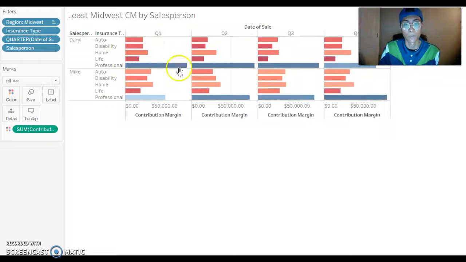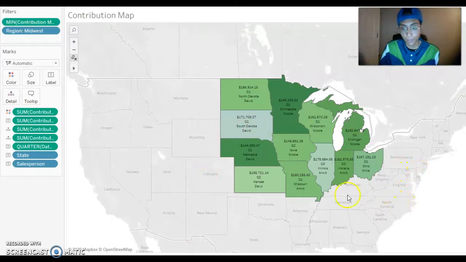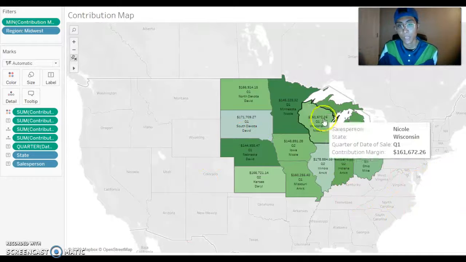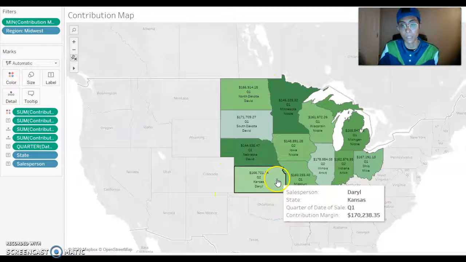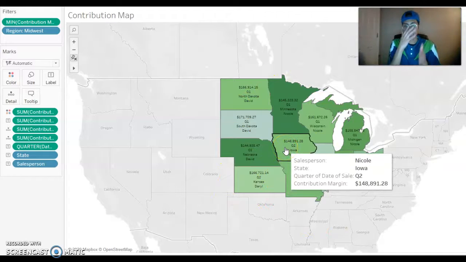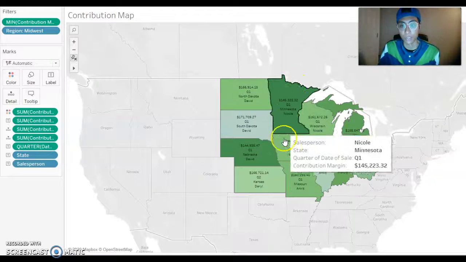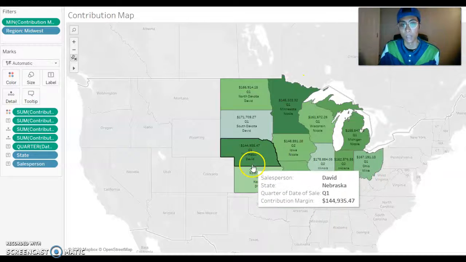So I decided to create a contribution map, and in this map you can actually see all the other states and what quarters they did the best in for the year. A lot of the quarters were neck and neck; they were very close, so there wasn't that much difference to really create an entire map for that.